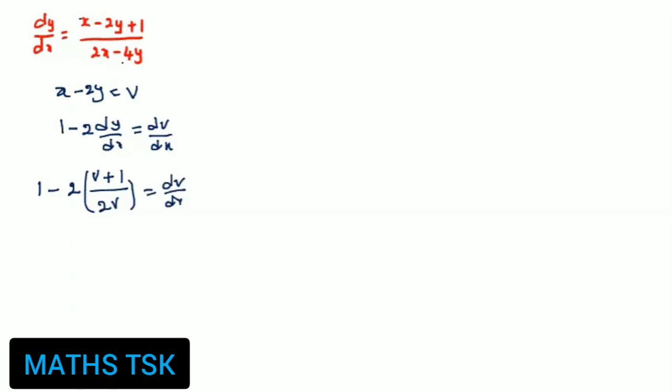2 into x minus 2y is 2v, so 2 gets cancelled. Now this can be written as v plus 1 by v is equal to dv by dx. This gets cancelled. So now if you separate, you'll get dx is equal to v dv. There is minus 1 here, so this becomes minus dx is equal to v dv.